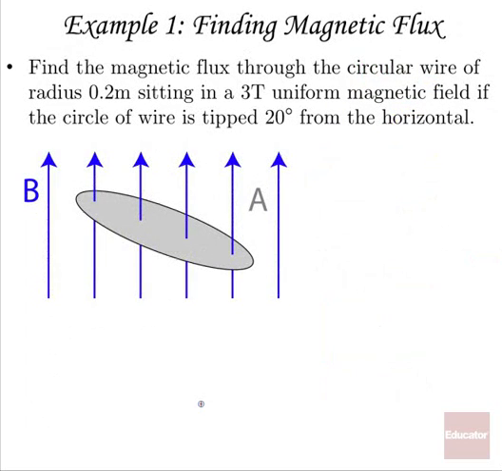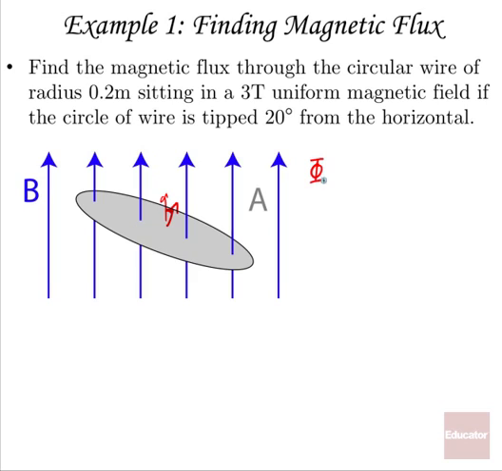So let's do some examples. Find the magnetic flux through a circular wire of radius 0.2 meters sitting in a 3 Tesla uniform magnetic field if the circle of wire is tipped 20 degrees from the horizontal. So we're tipped just a little bit here as we come out of our surface compared to the magnetic field. We have an angle between them of 20 degrees.